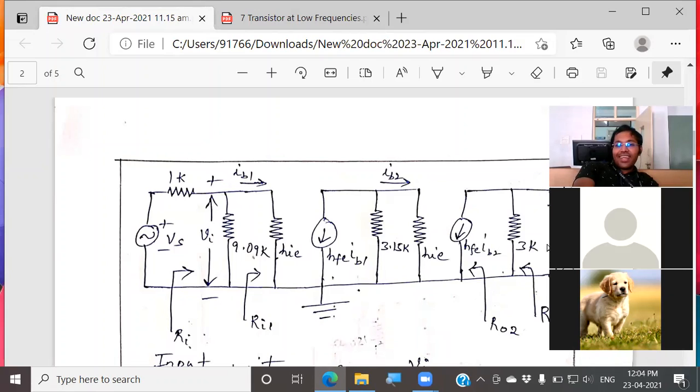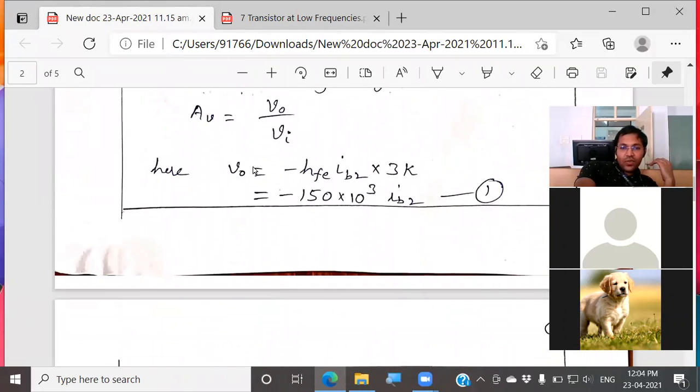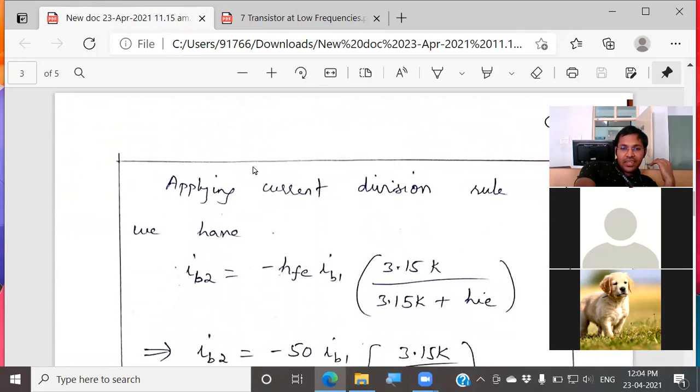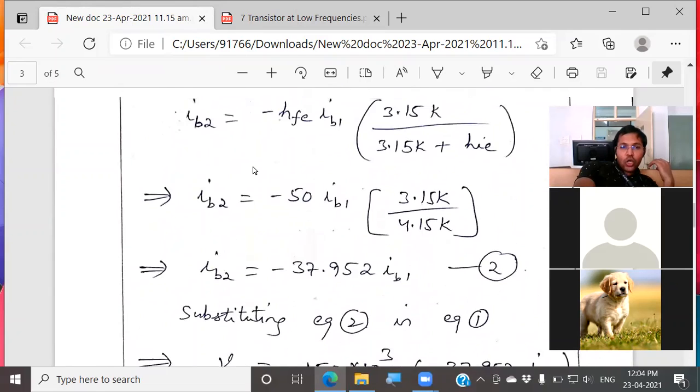So straight away we can see V0 I can get in terms of Ib2 first, then Ib2 in terms of Ib1, so V0 in terms of Ib1. Vi also in terms of Ib1. Ib1 I can cancel out and get a result for AV. So that is what we will plan. Nothing to remember: plan, execute, get the results.